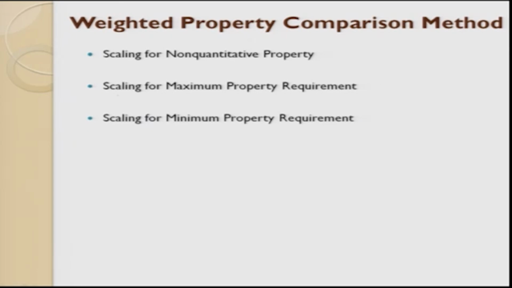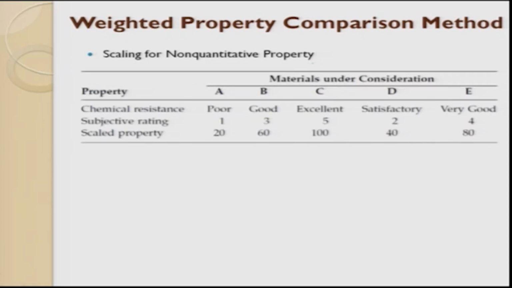So we are now trying to give weightages for individual properties, maximum and minimum, and then we try to come up with a non-quantitative scaling property for the same. If you look at properties A, B, C, D, we are trying to compare materials. For example, chemical resistance: for A material it is poor, for B material it is good, for C material it is excellent, for D material it is satisfactory, E material is good.